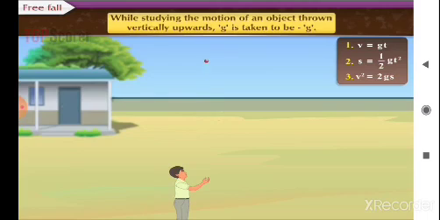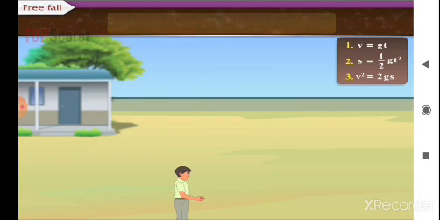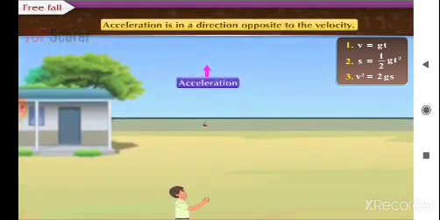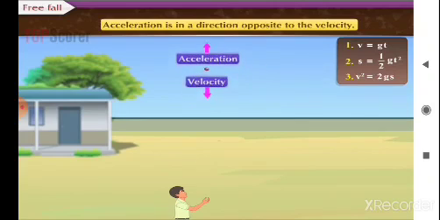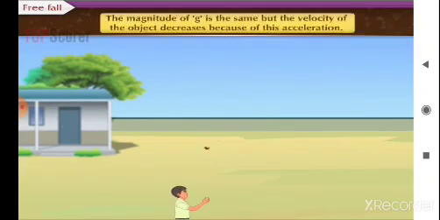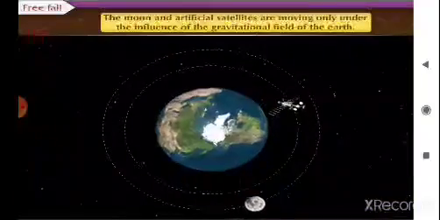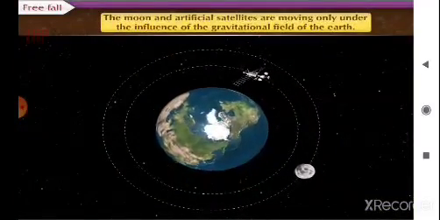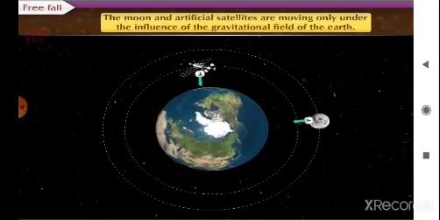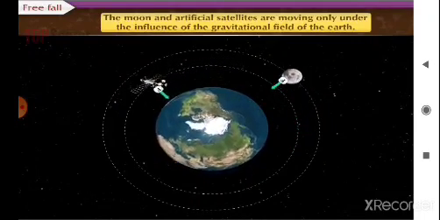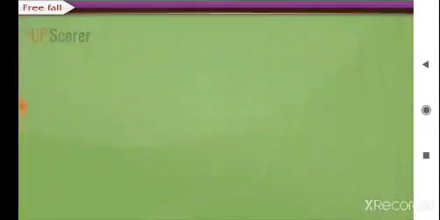While studying the motion of an object thrown vertically upwards, g is taken to be negative. The magnitude of g is the same, but the velocity of the object decreases because of this negative acceleration. The moon and artificial satellites are moving only under the influence of the gravitational field of the Earth. Thus, they are in free fall.